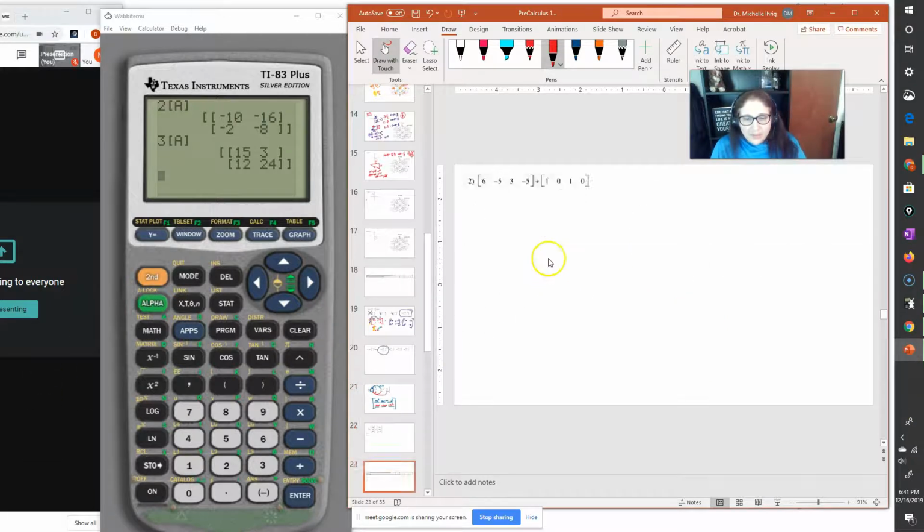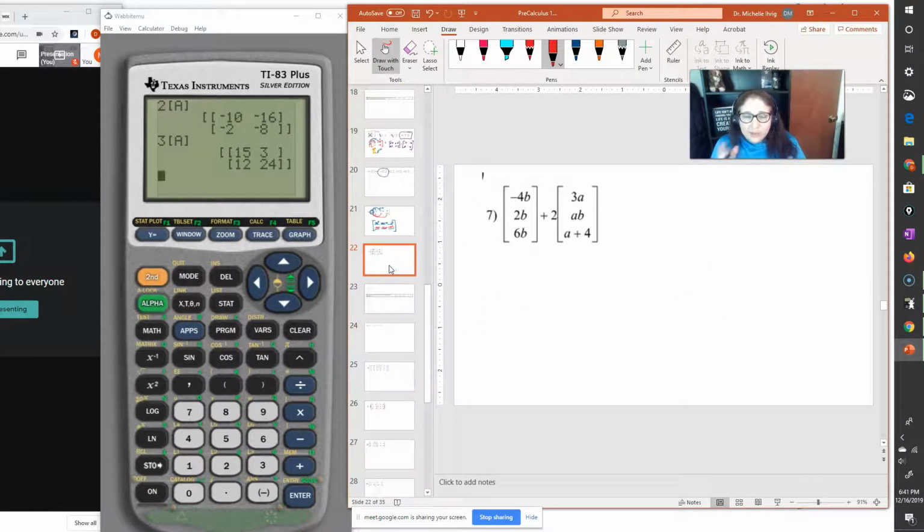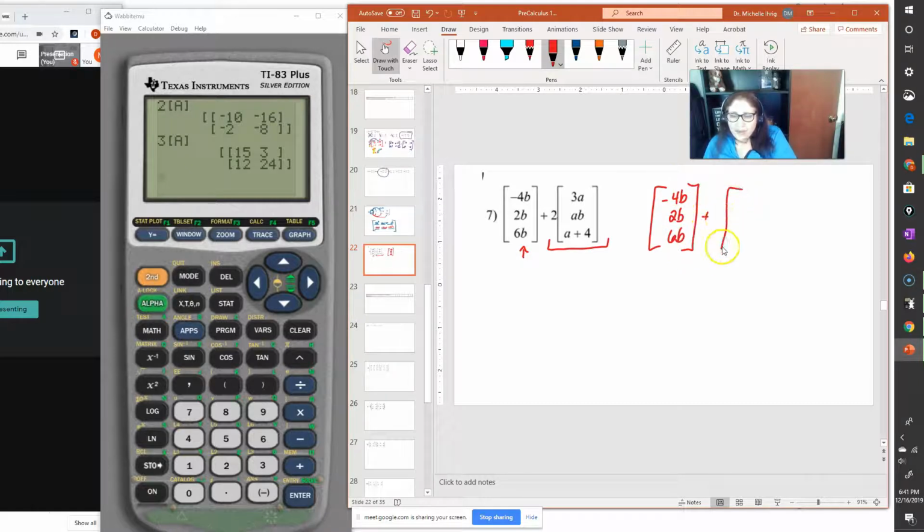All right, here comes another one. Now, I picked this one because it's a good transition for where we're going, because look, it has our scalar factor, but we also have to add. So the first thing you're going to do is order of operations. So first, this -4B, 2B, and 6B are just chilling. They're on vacation. Now I have to figure out what my new numbers are. Well, 2 times 3A is 6A. 2 times AB is 2AB. And then 2 times A is 2A. 2 times 4 is +8.